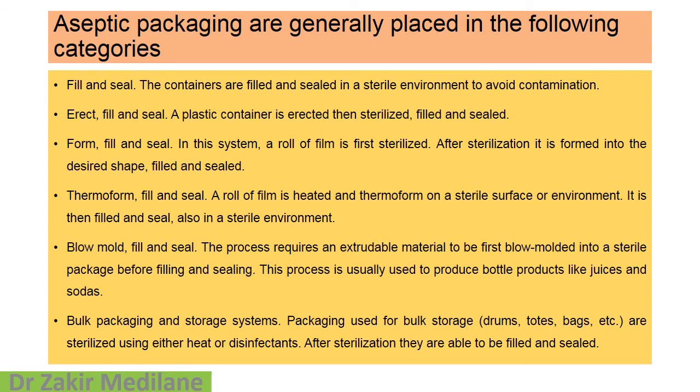Next, bulk packing and storage system. So in this method, let us see what happens. Packaging used for bulk storage such as drums, totes, bags, etc. are sterilized using either heat or disinfectant. After sterilization, they are filled and then finally they are sealed. So these are some of the methods where the material is placed inside the container. Before placing the material inside the container, the outermost layer, that is the film, has to be sterilized.